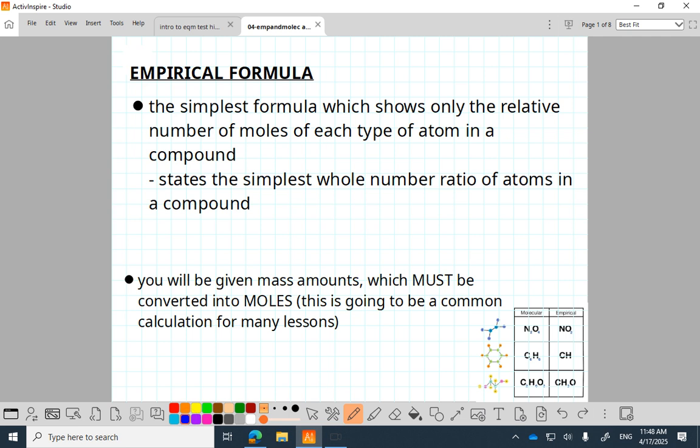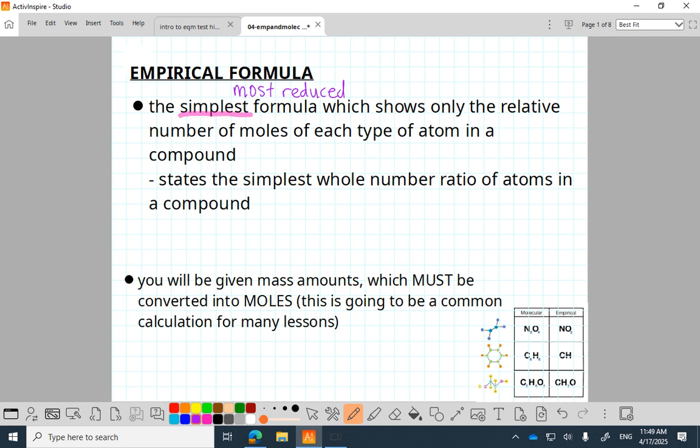So we're going to look at how to calculate the empirical formula. Then we'll look at how to recognize whether a formula you're given is empirical or not. And then we'll talk about what molecular means. When you have an empirical formula, it is the simplest or most reduced chemical formula, which shows only the relative number of moles.